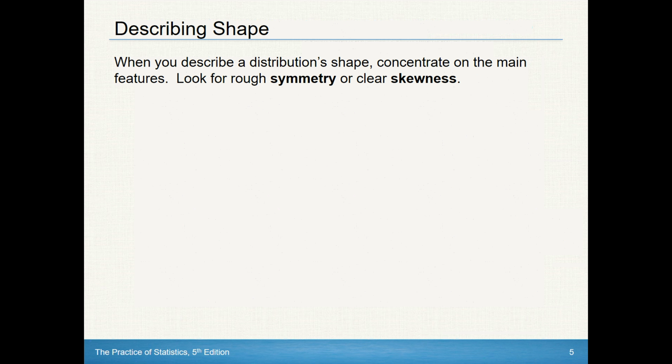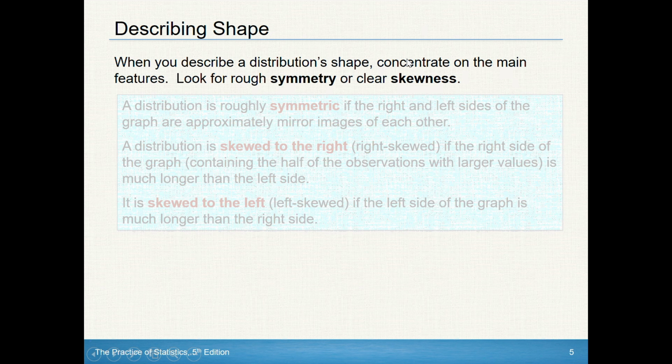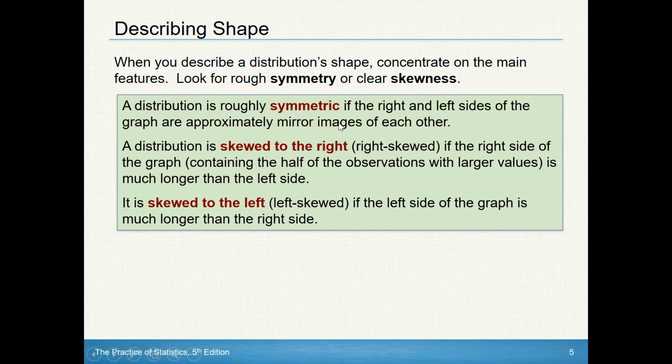So how do we describe shape? Well, generally, we're looking at whether it is roughly symmetric or skewed one way or the other. We say it's roughly symmetric if the left side and the right side look kind of like each other. Not exactly, because that's uncommon, but kind of like it. We say something is right skewed if the values on the right side are much less than the values on the left side. And conversely, we say something is skewed to the left if the left side is much more spread out than the right side.